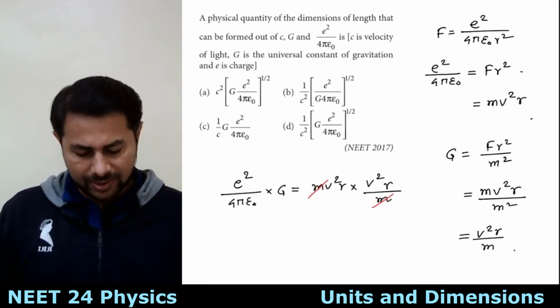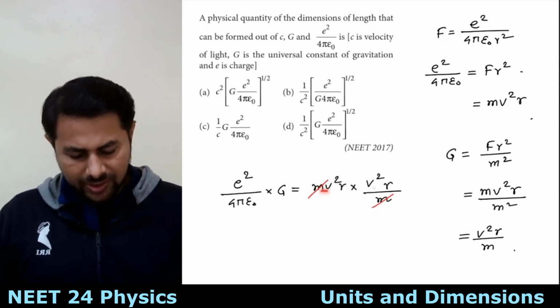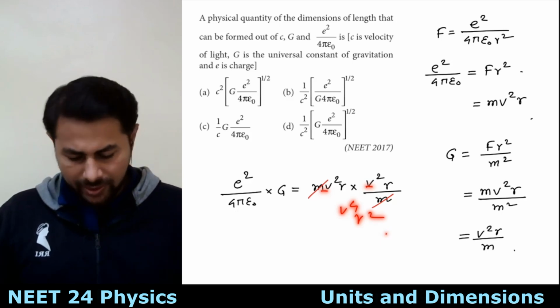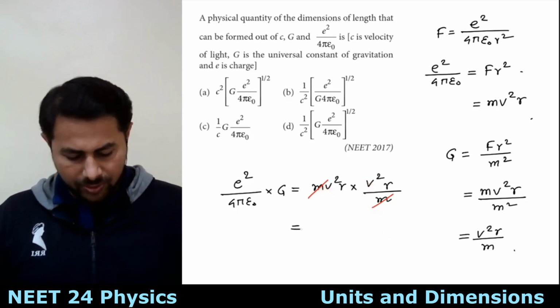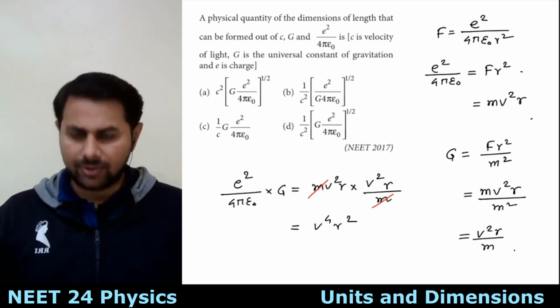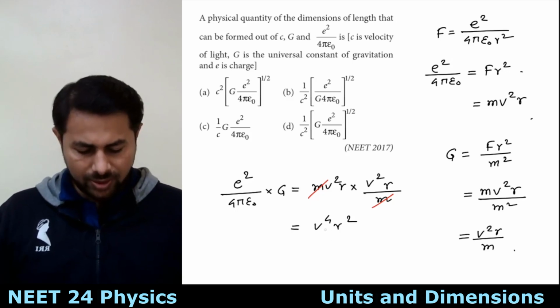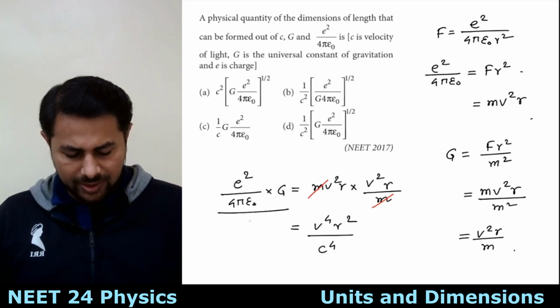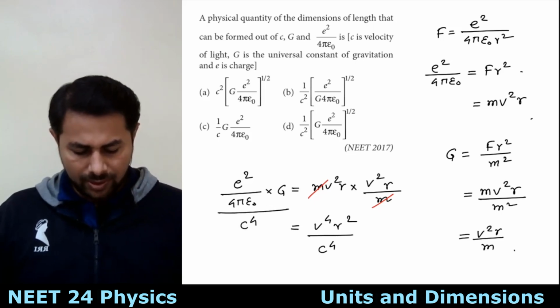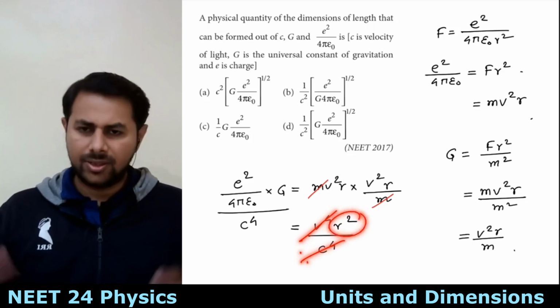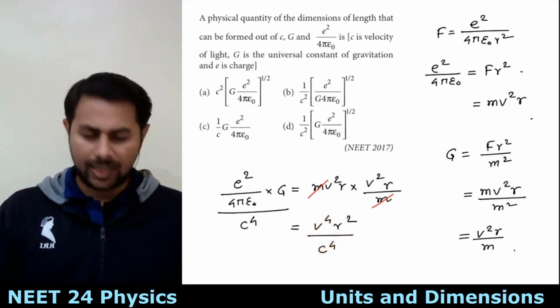Okay, so m gets cancelled out, and then you have v square, that is v to the power 4. You have r square. So this is equal to v to the power 4 r square. That means now what do you want? You want length only, you want r only. So you will just divide by c to the power 4. So just divide this thing by c to the power 4. So this v to the power 4, c to the power 4 gets cancelled out, and you can take square root of this r square.